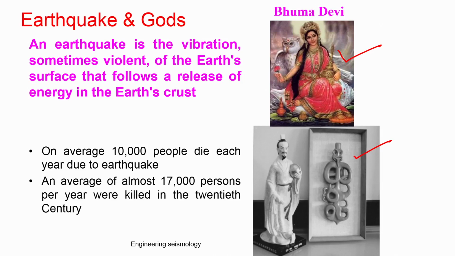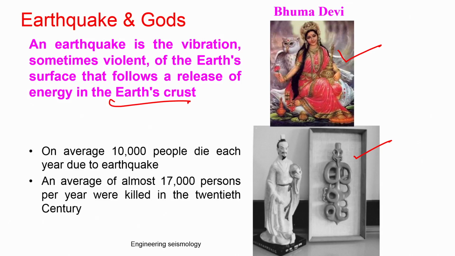So, basically what is meant by earthquake? The earthquake is basically a vibration, sometimes violent, of the earth's surface that follows a release of energy in the earth's crust. You should note the earth. So, there is a release of energy in the earth's crust, which causes a vibration at different places. That is called an earthquake.